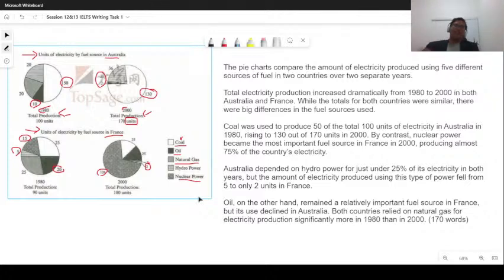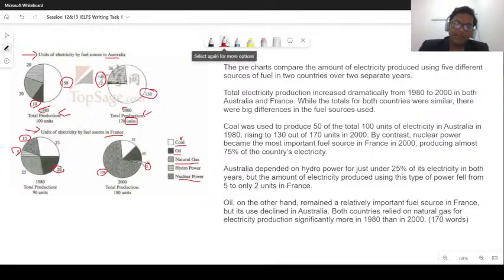All right, so let's take a look at the first paragraph here. Right here, it says the pie charts compare the amount of electricity produced using five different sources of fuel in two countries over two separate years. Okay, so first things first, of course, you want to make sure that you identify the type of information, the chart, right? You have to mention it.